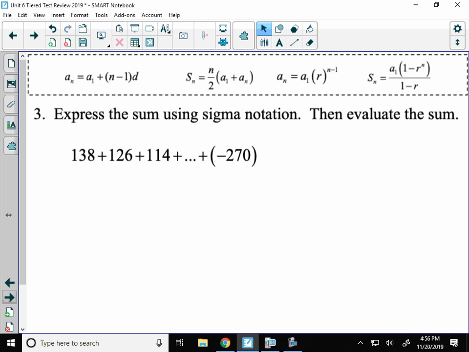All right, part 3: express the sum using sigma notation, then evaluate it. So you need to decide what type of sequence, or series, this is.